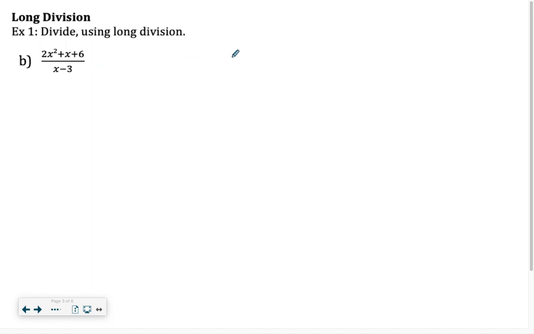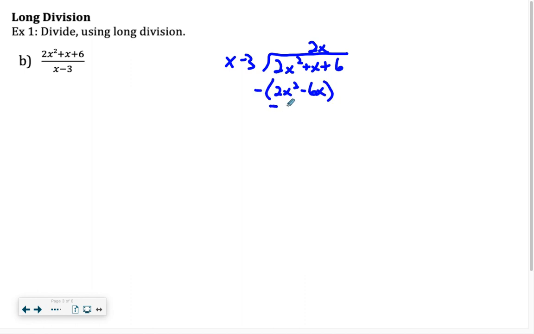In the next one, we're going to set this up the same way. We'll have x minus 3 divided into 2x squared plus x plus 6. So the first step, look at the first term in the divisor and see what we need to multiply that by to get the first term in the dividend. So x times 2x would get me 2x squared, and then take this value and multiply it by every term over here. So 2x times x is 2x squared. 2x times negative 3 would be negative 6x, and we subtract.